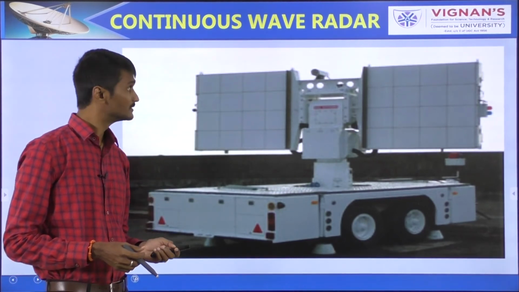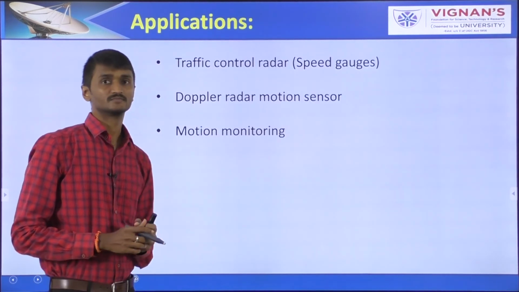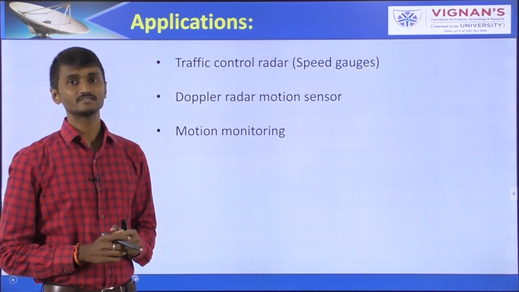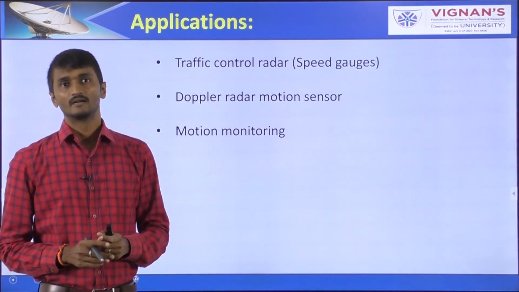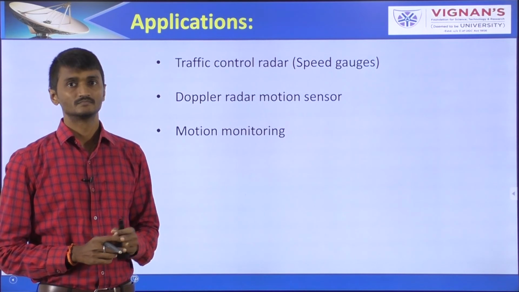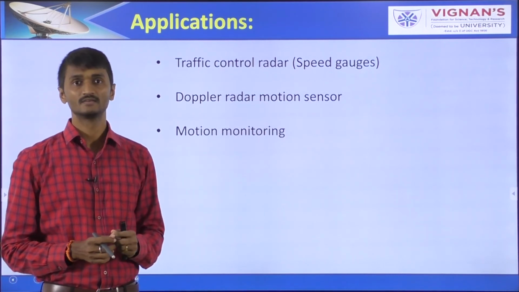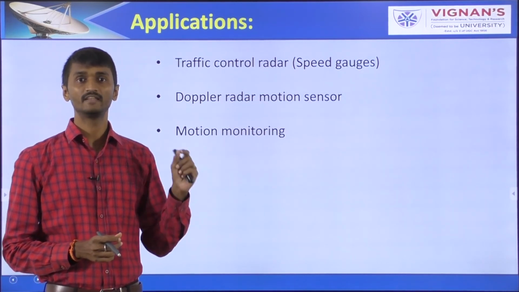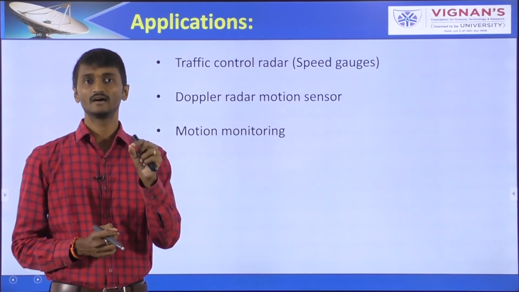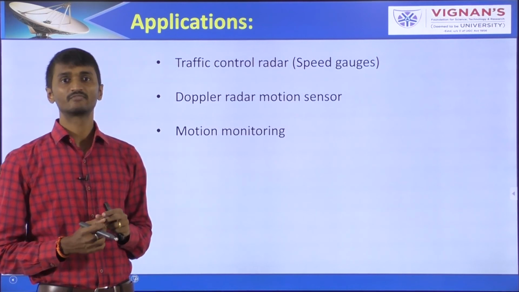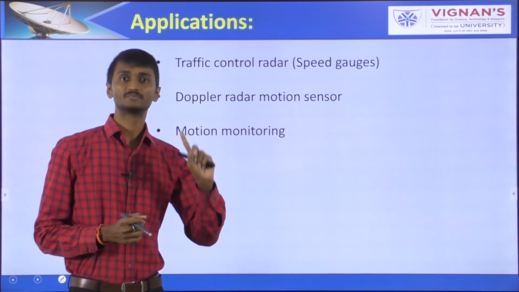Next, applications. Applications of the CW radar. The main applications are traffic control radar, in speed gauges. Speed gauges are very specialized CW radars. A speed gauge radar uses the Doppler frequency for measurement of speed.